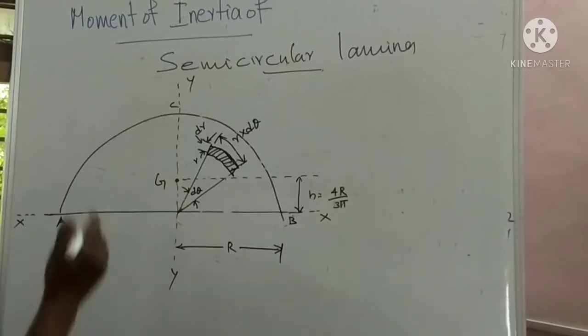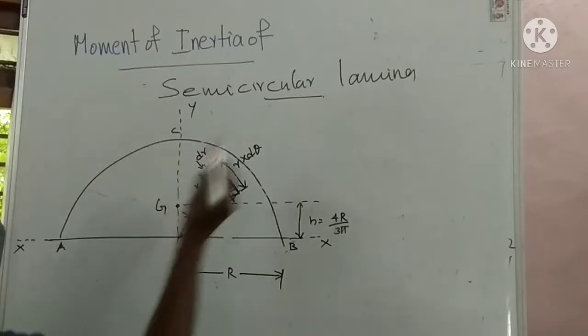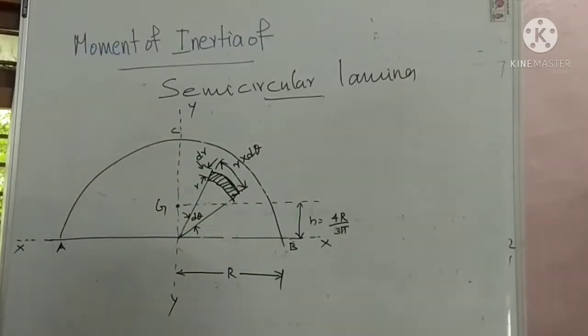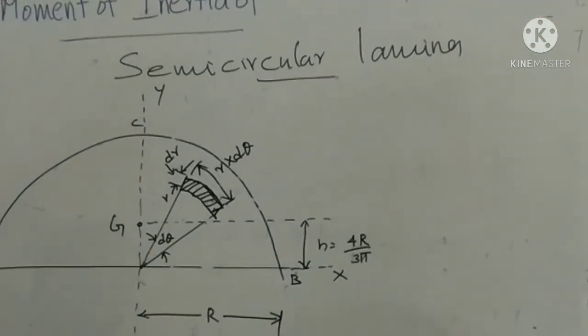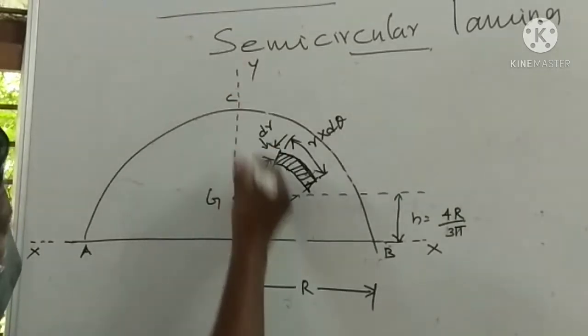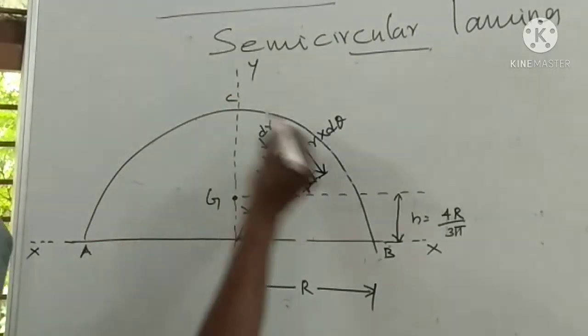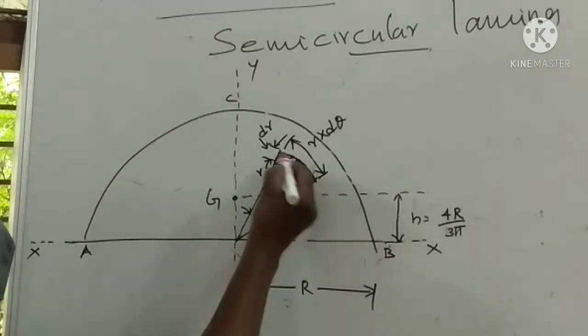So next is the moment of inertia of a semicircular lamina. You can see one axis is passing through the base, and another is the vertical centroidal axis. About the vertical centroidal axis, this semicircular lamina is symmetrical. We have already studied this in the case of the circular lamina. Here also we have to consider a small strip.